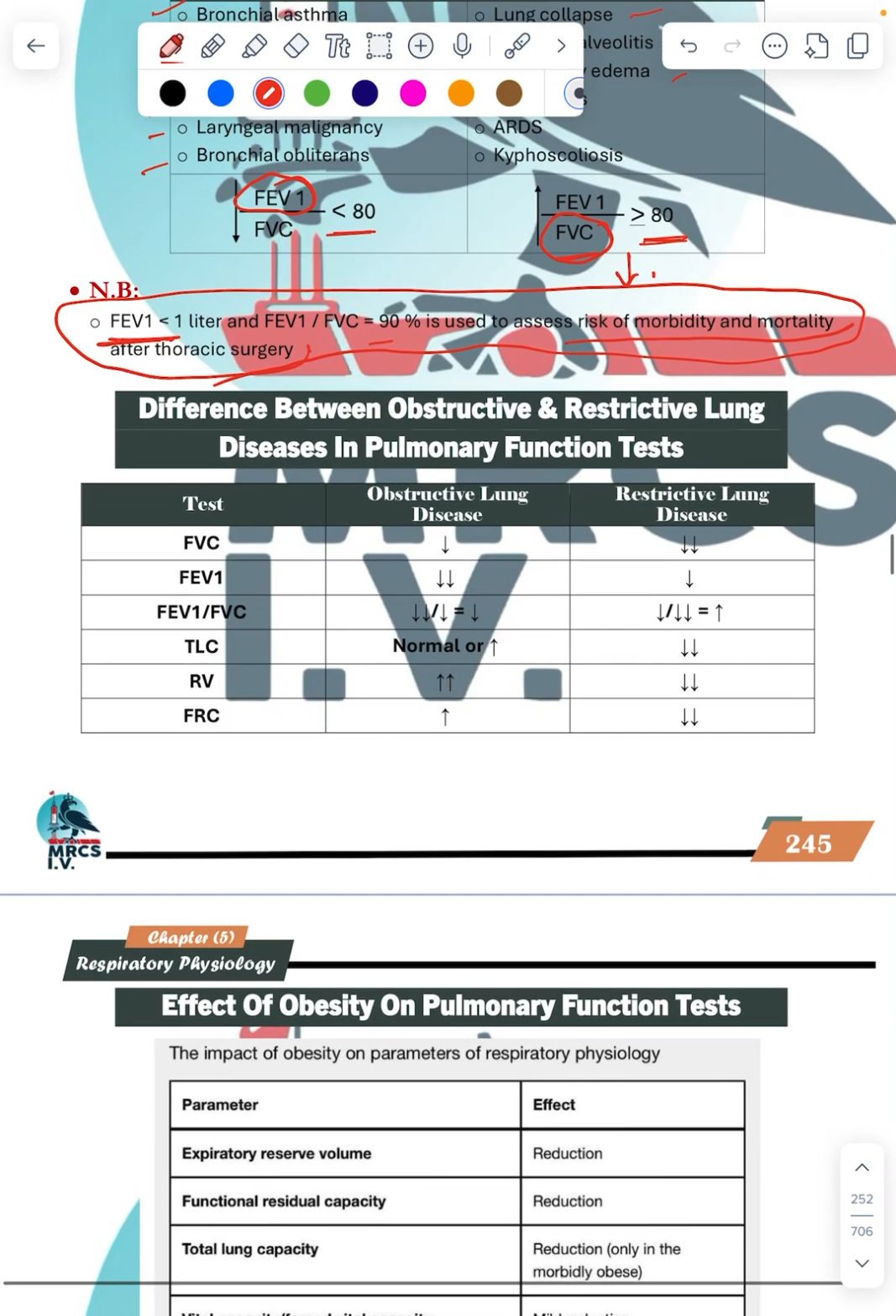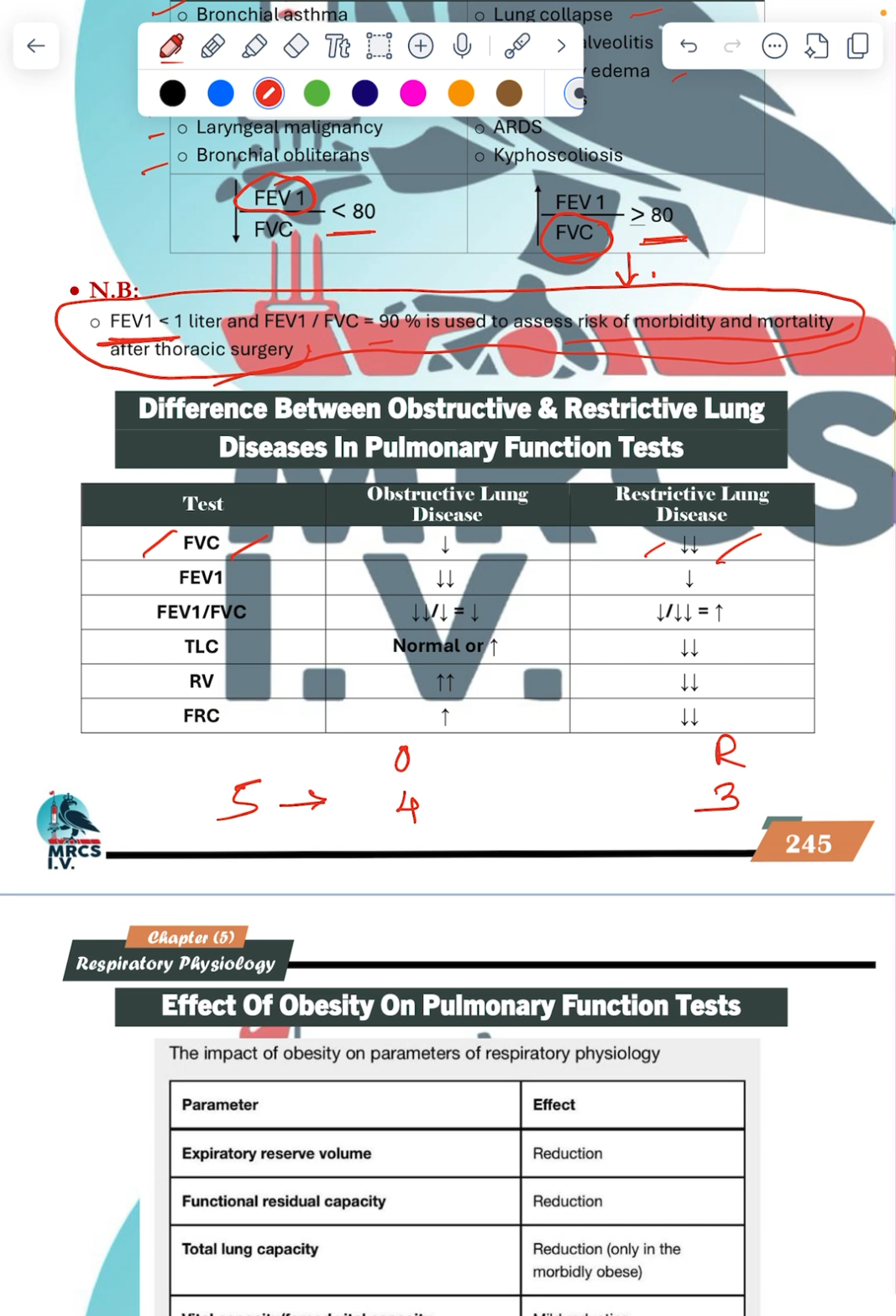So what is the difference between obstructive and restrictive lung disease? Forced vital capacity is the vital capacity: maximum inspiration followed by maximum expiration. If there is obstruction, it will definitely go down. But if it is restriction, it will go down to a much greater extent. If normal vital capacity is supposed to be, as we have seen, 5 liters, in obstructive type this may go to 4 liters. In restrictive type, it may go to 3 liters.